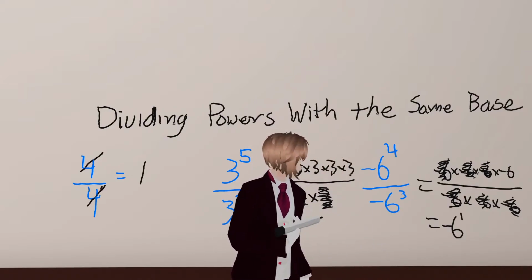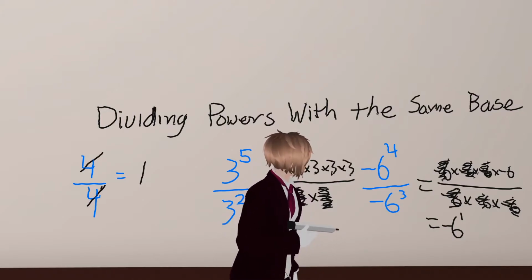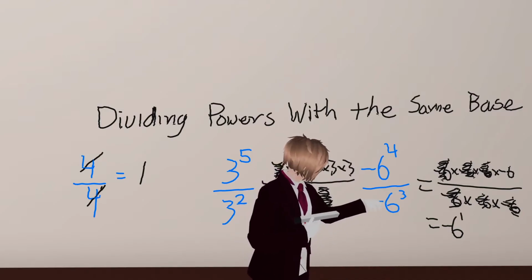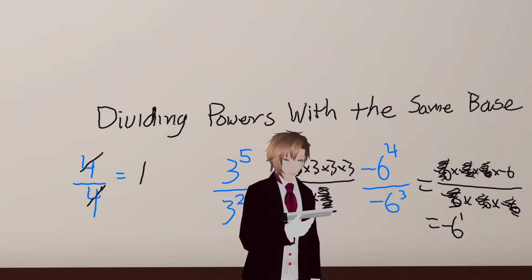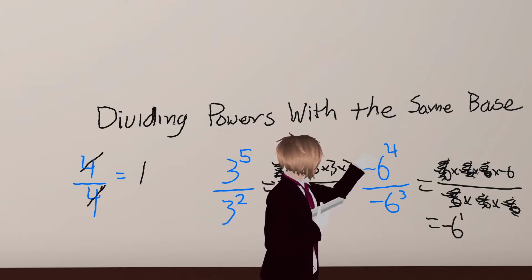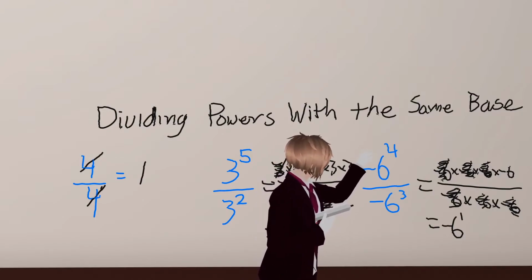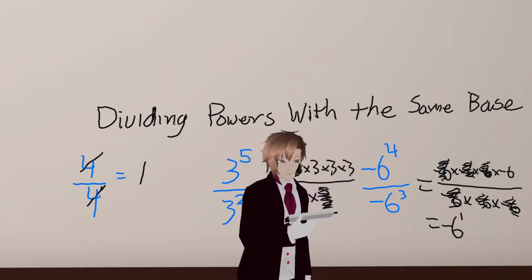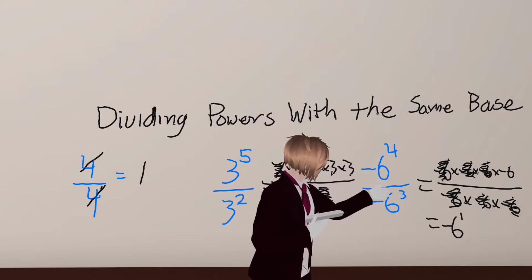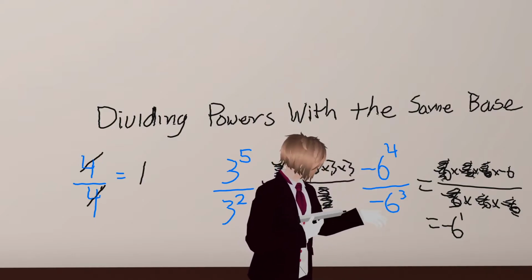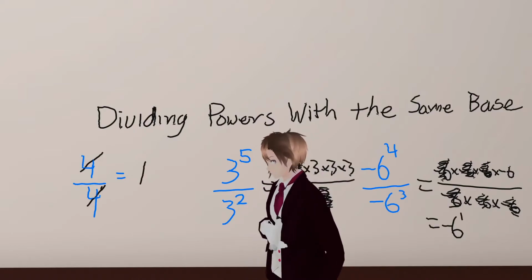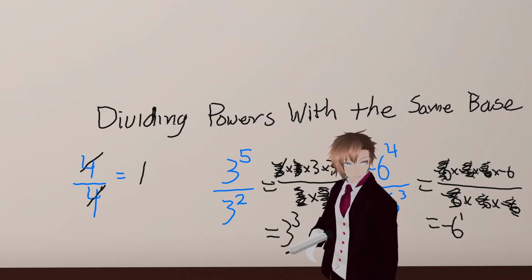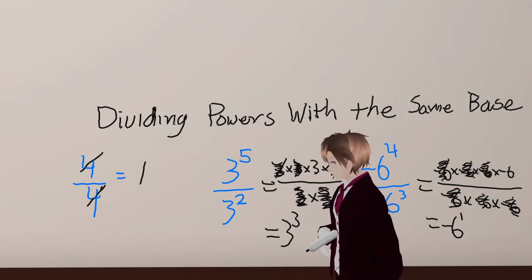Now, you might be able to see a trick. So here we had 4 negative 6, and here we had 3 negative 6. So one quick way you can solve division of powers is just take the top power and take away the bottom power. So we have 4 take away 3, which is just 1. Here we had 5, we could take away 2, and we'd have 3.